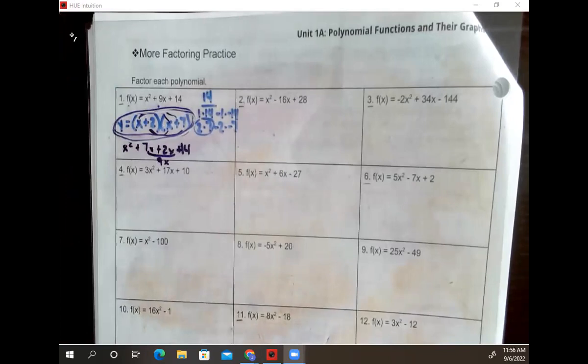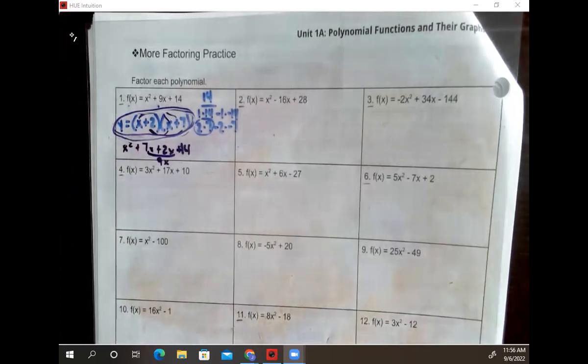Now let's take a look at number 2. Start by looking for a GCF. Do I have a greatest common factor I can pull out of all of these terms? GCF here? No GCF here. I cannot divide all of these by anything besides 1.